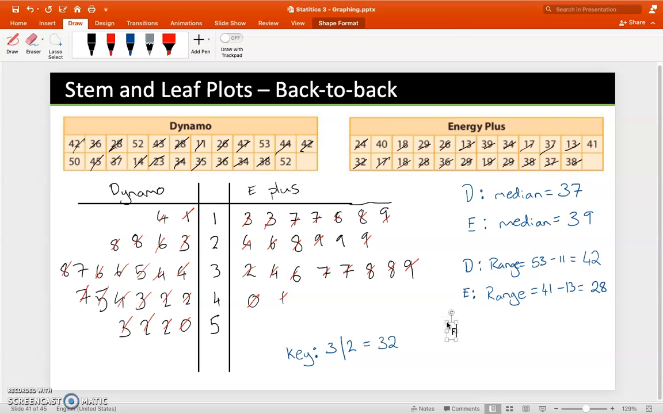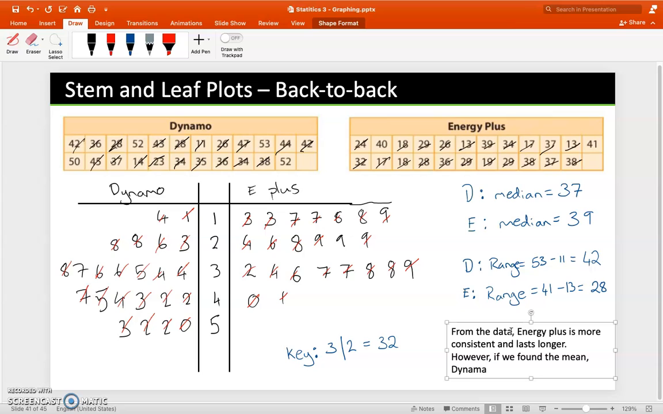So from the data, Energy Plus is more consistent because of the range and lasts longer. But I would just have a little note, however, if we found the mean, Dynamo would be the better battery. So maybe it's something that you might have in your spare time, okay?